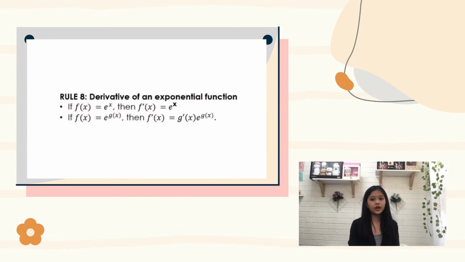By the looks of it, we can already tell that this is an exponential function because of the presence of e to the x. Rule 8 states that if f of x is equal to e to the x, then its exponent on the derivative will not be affected, unlike the power rule, wherein you need to minus 1 the exponent.